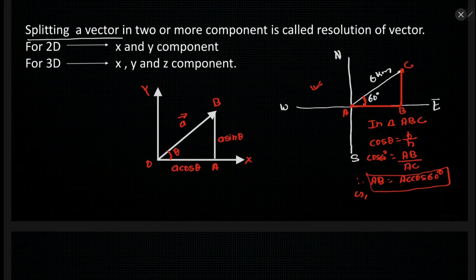And again we have BC is equal to AC sin 60 degrees. So what I did here was I split it. For ultimately reaching this point I will walk some distance on the x-axis, and then again I will start walking on the y-axis, and this is what we say resolution of vector.